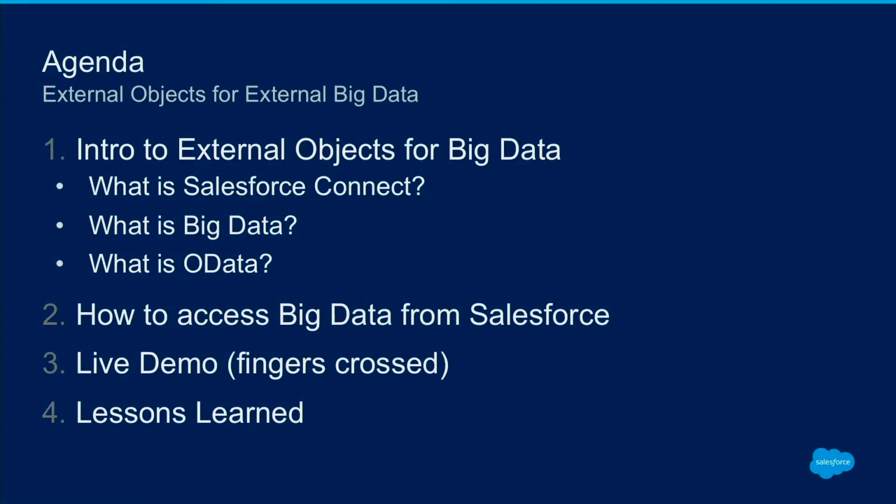On the agenda, we're going to introduce what external objects are for big data. We'll talk about what Salesforce Connect is. We'll just talk about big data. That's a term everybody talks about, but we'll talk about the context of what we did with Salesforce. Then we'll talk about what OData is that bridges the two together. Then we'll follow it up with how to access that data from Salesforce, with a live demo. I've got my fingers crossed because who knows how these things go. And then we'll follow up with some of the lessons we've learned so that if you're exploring a similar project, you won't hit the same things we ran into.